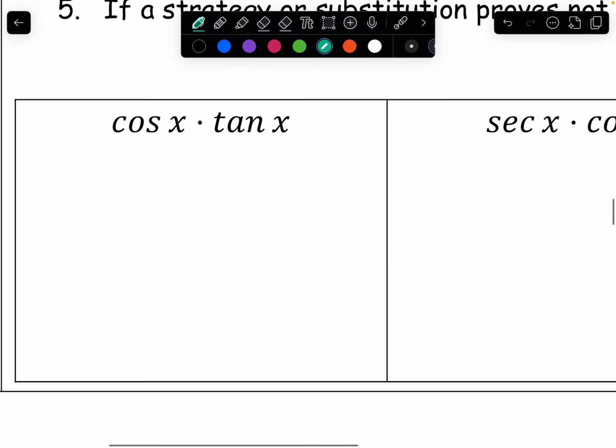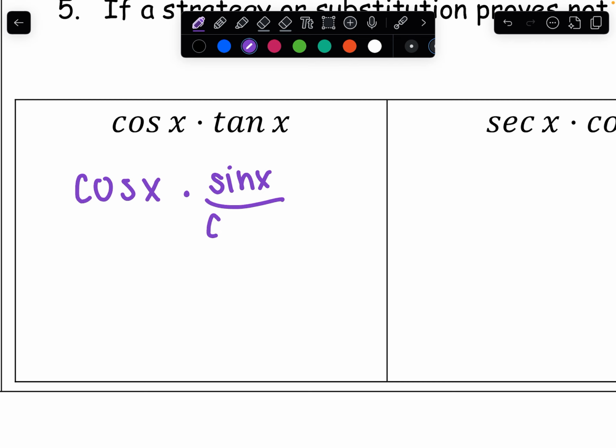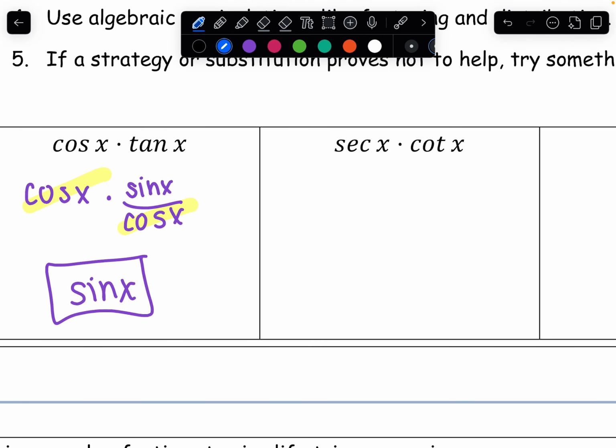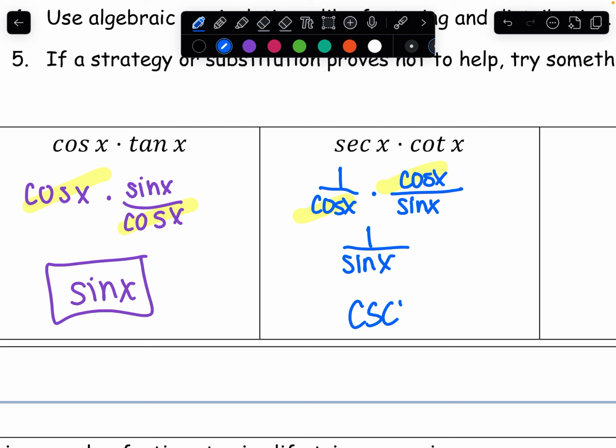Here we go. We can rewrite tangent of x using cosines and sines. It's sine of x over cosine of x. And so using that idea, the cosines cancel, leaving us with sine of x. And there you go. Okay, so secant goes with cosine, so it's 1 over cosine of x. And cotangent is cosine of x over sine of x. And so again, the cosines cross cancel, but we're left with 1 over sine x, which is cosecant x.